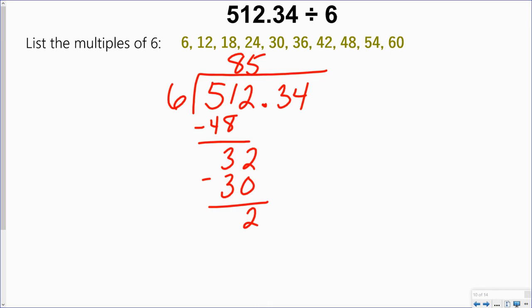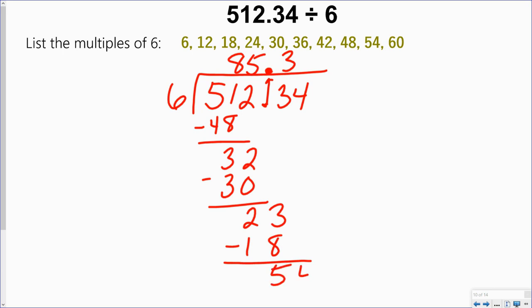So now I'm here at my decimal. The only thing I need to do with my decimal is slide it straight up. So it fits right there. I'm just moving it from here right up to there. And then I'm going to continue on. So bring down my 3. 6 goes into 23 3 times. So that's 18. So I'm going to subtract. And that gives me 5 left.